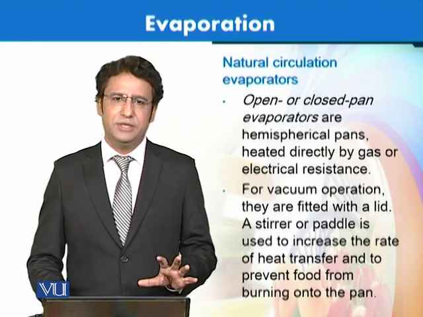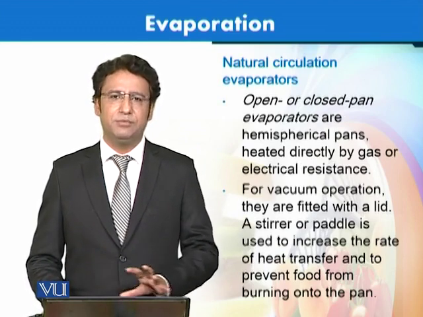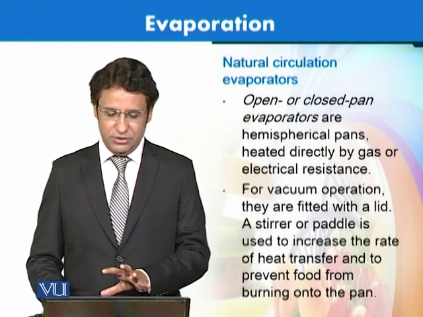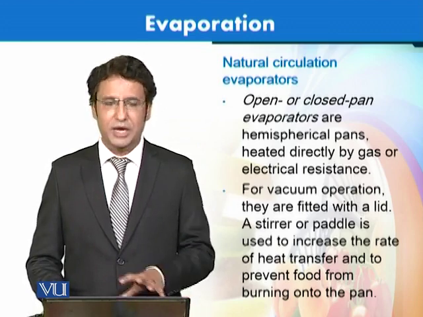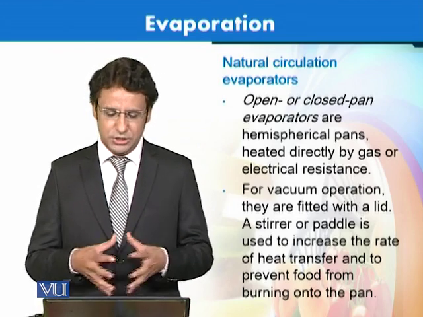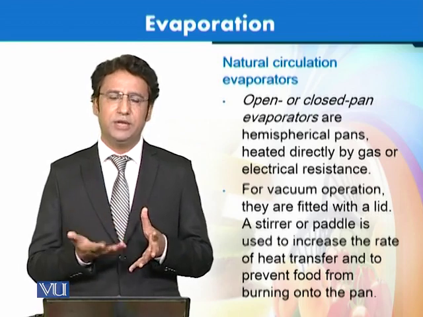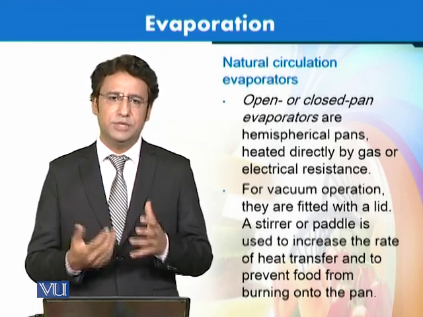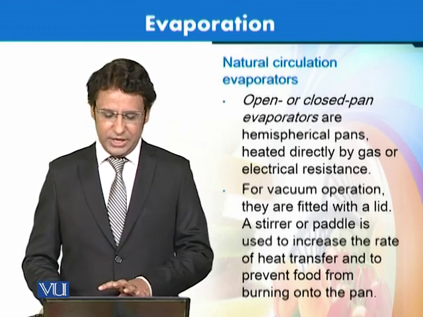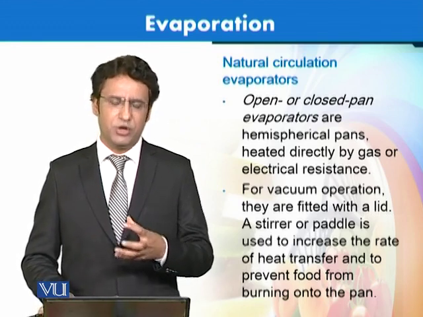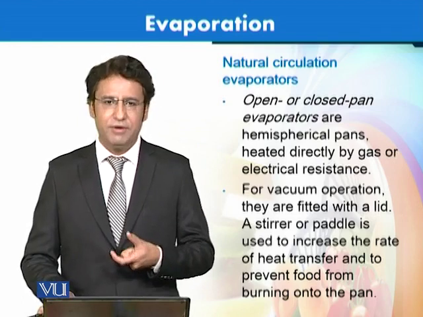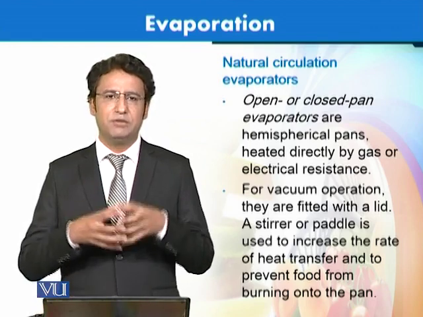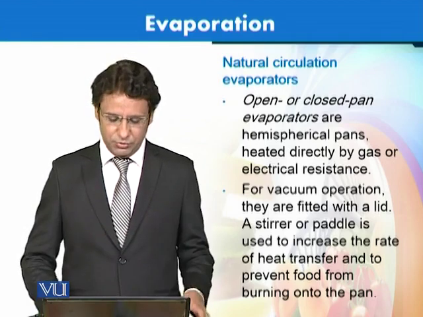There are different techniques, different methods, and different equipment which are used. We only see one here. They could be open or closed pan evaporators that are used in industry to heat food directly by a gas or electricity source. So the food is heated, and in the case of vacuum operation, we can have a lid, and a stirrer and a paddle, and we create vacuum, and the moisture is removed from the food.